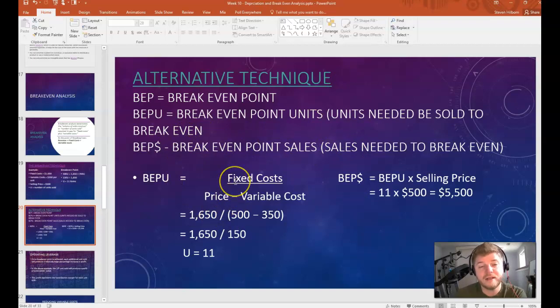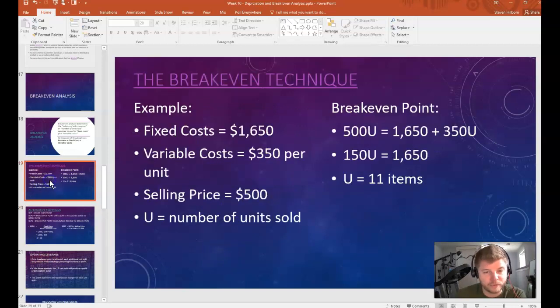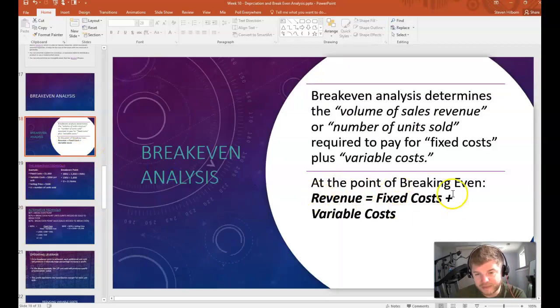So like we said, what we did previously was the BEPU, break-even point for units: fixed cost over price minus variable costs. So it's a different way of looking at it. I actually think I like this a little bit better. So the fixed cost is $1,650 over the price 500 minus the variable cost 350. So it's 1650 divided by 150 equals 11. Just what we did before, although we used this break-even formula before.